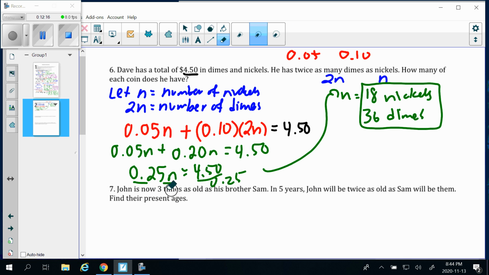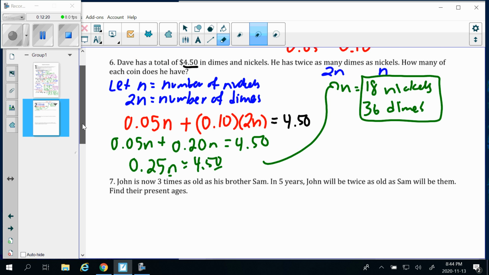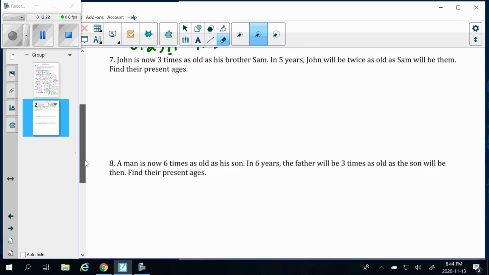I'll just erase this so that we can see the next question a little bit clearer. John is now 3 times as old as his brother Sam. In 5 years, John will be twice as old as Sam will be then. Shouldn't say them, it should say then. Right here. These problems, you really have to know the trick to set them up.